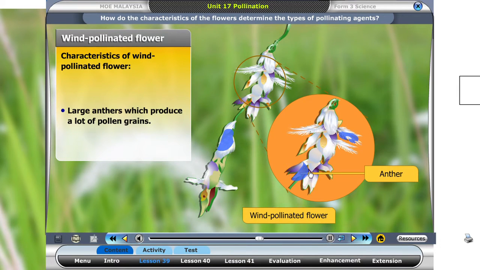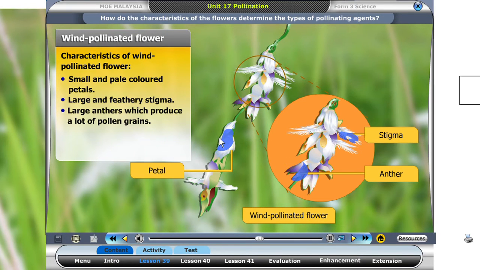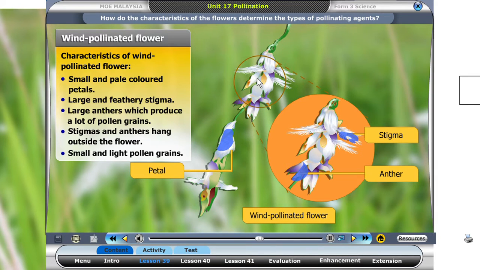The anthers are large and produce a lot of pollen grains. The stigma is large and feathery. The petals are small and pale in color. Both the stigmas and the anthers hang outside the flower. Grass flowers do not have any nectaries. Big amounts of small-sized and light pollen grains are produced. The small and light pollen grains are easily carried by the wind.